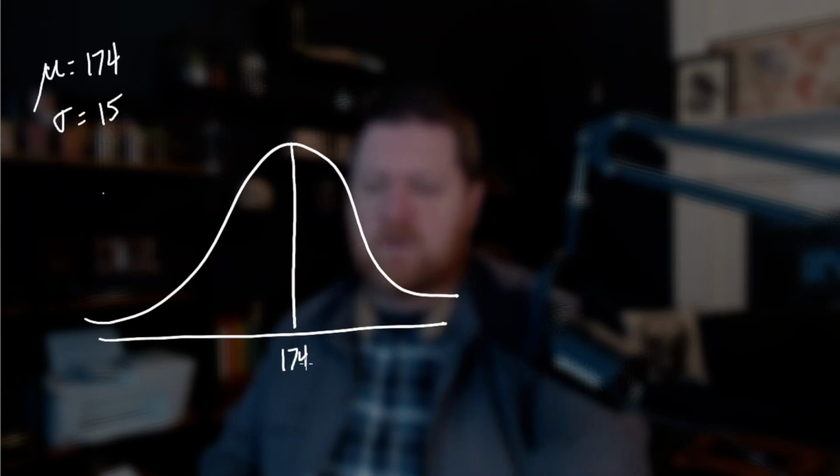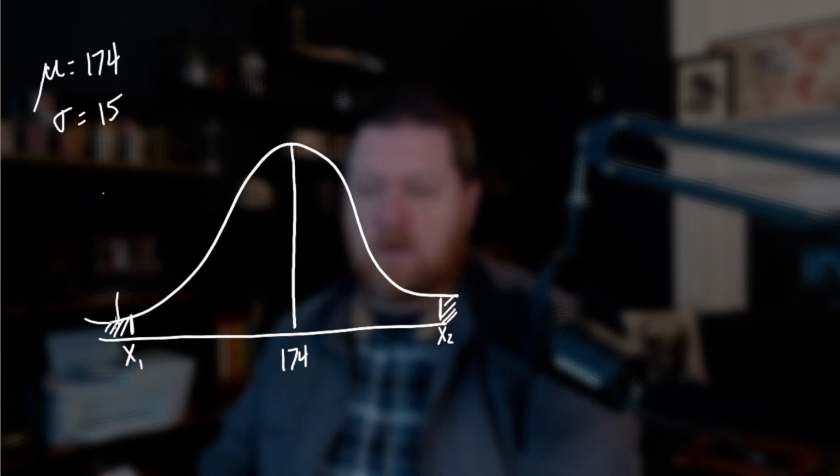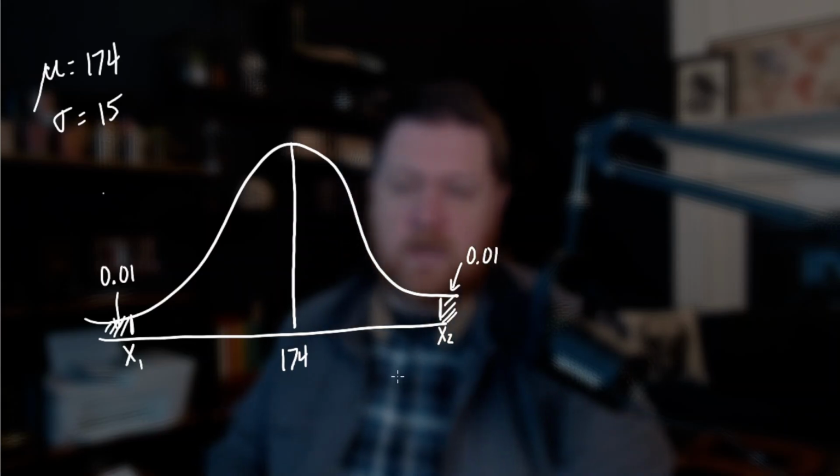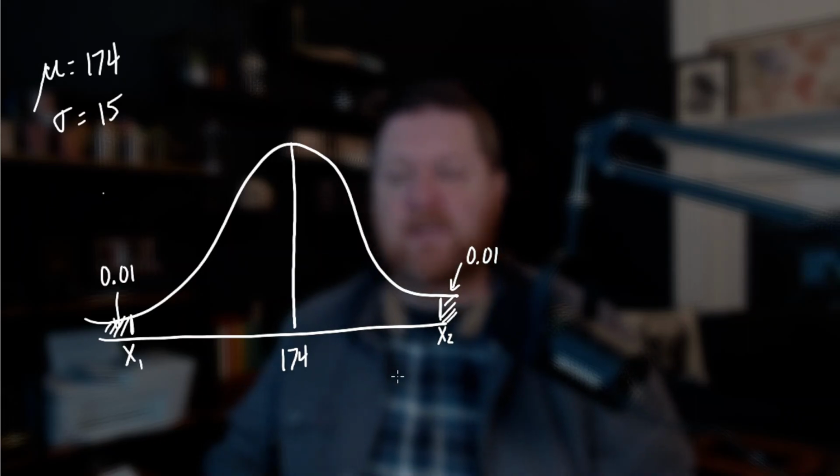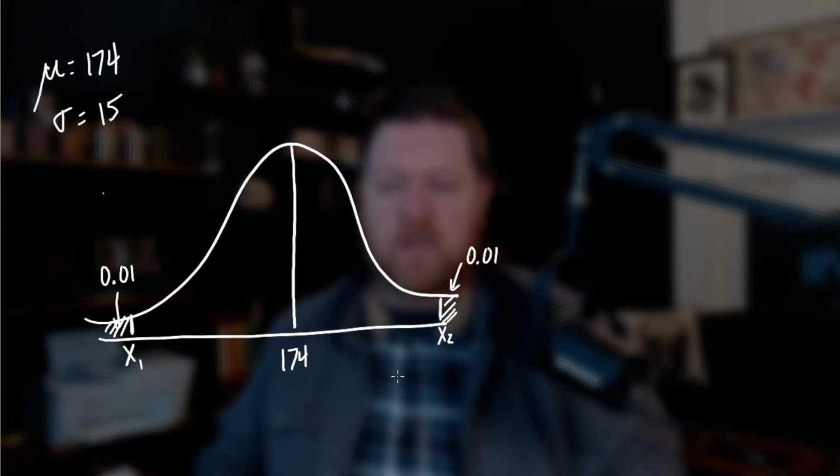Our mean is 174, right? And we want to find the lowest 1% and the highest 1%. So we're just going to mark that as X1, and we're going to mark this X2. So this area here is 0.01, and that area there is 0.01. So we want to find the x's that cut off the highest and the lowest 1%.